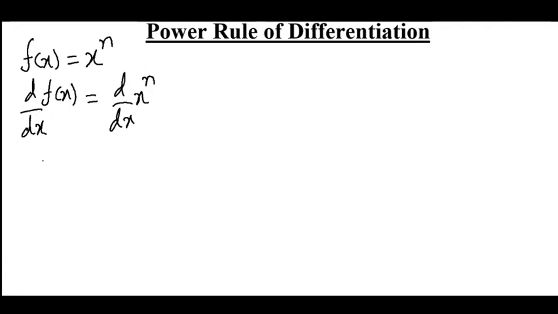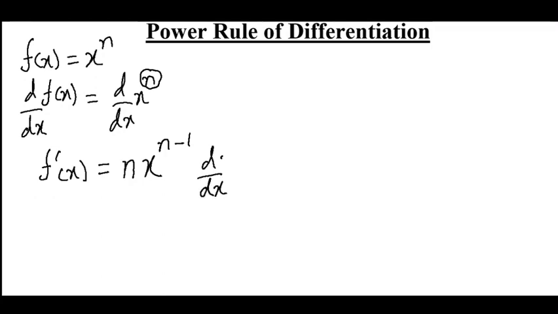This d over dx of f of x can be represented by f prime of x in simple notation, and the function on the right hand side can be differentiated by this power rule of differentiation. We will apply it as: bring the power to the base, that is the power n, we will bring it to the base, then we will decrease it by 1, that is x power n minus 1, and then in the final step we will differentiate it without power.